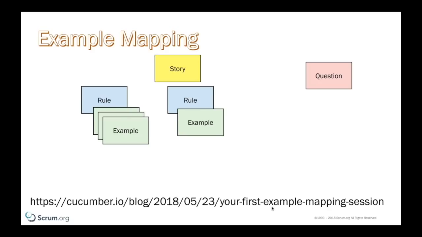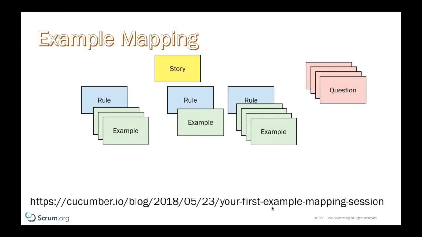Rules are going to be on blue cards. Examples are on green cards. Come up with some more examples, more rules. In fact, you might have more questions that you add as you come up with more rules. You might even have an example that becomes a story unto itself. The idea is, do this type of example mapping with representatives of the three amigo group. Do this for no longer than 20 minutes at the max.